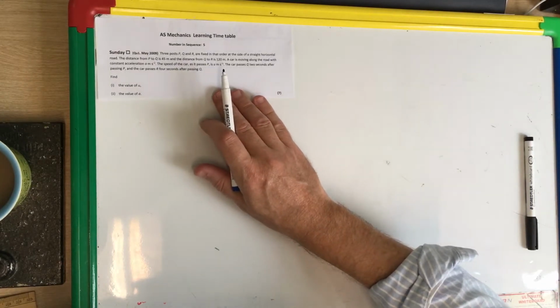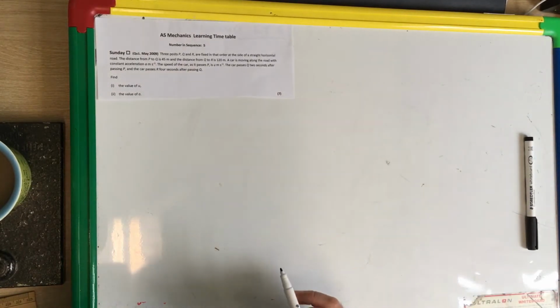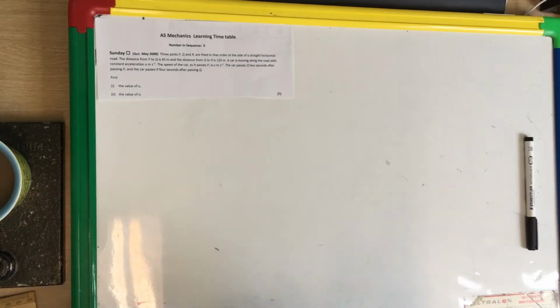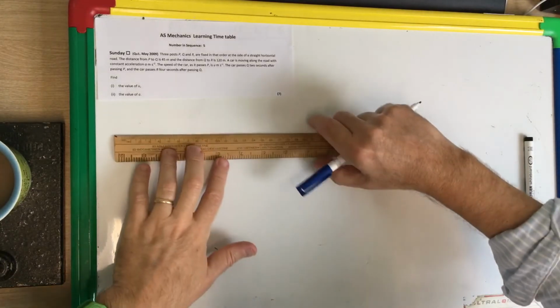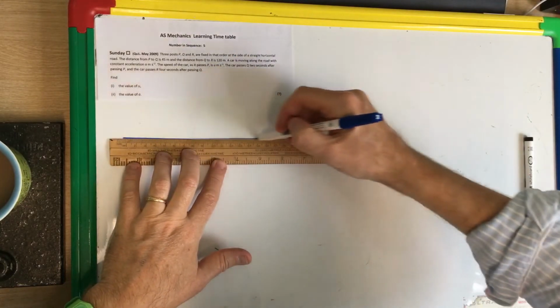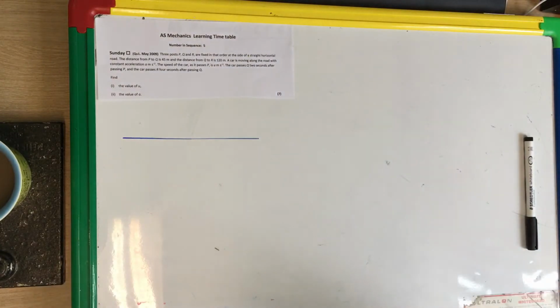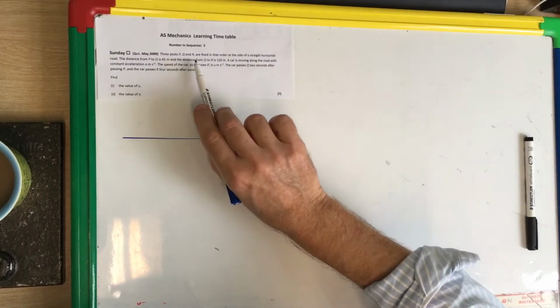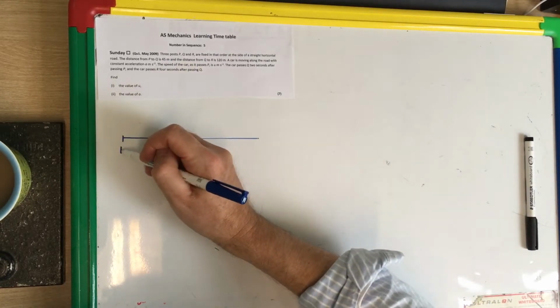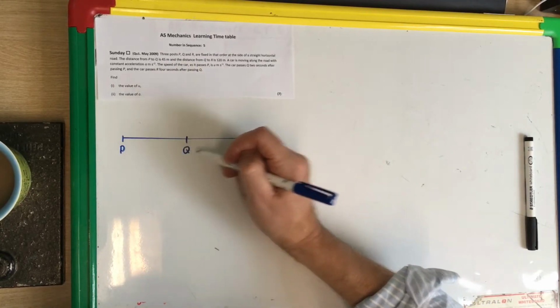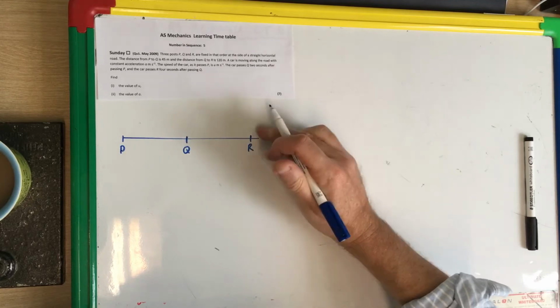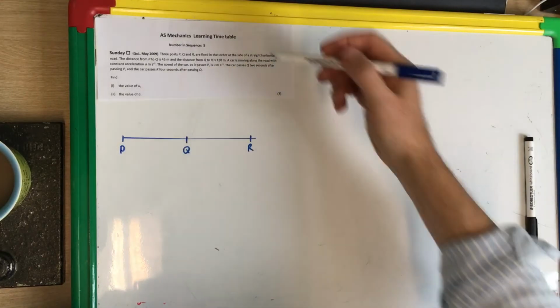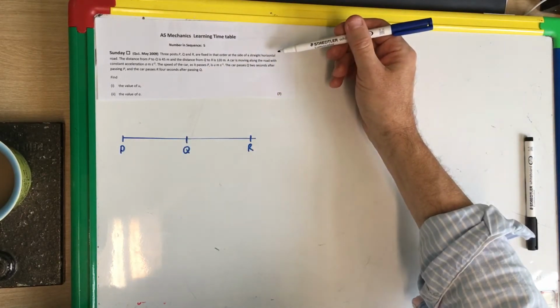Okay, this is where you really need a diagram for this. So here we go. I'm even going to, good practice, get a ruler in here. Okay, and draw a line. There you go, straight line. So we've got 3 posts, P, Q and R. So I'm going to go P, Q and R. It doesn't matter that it's not to scale. Those are my 3 posts in a straight horizontal road.